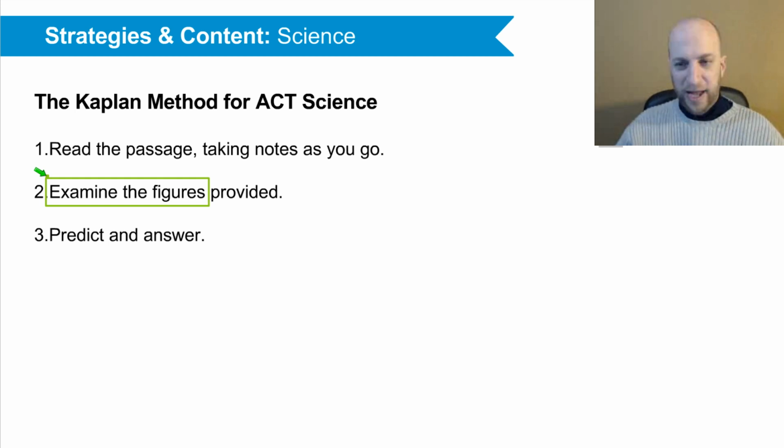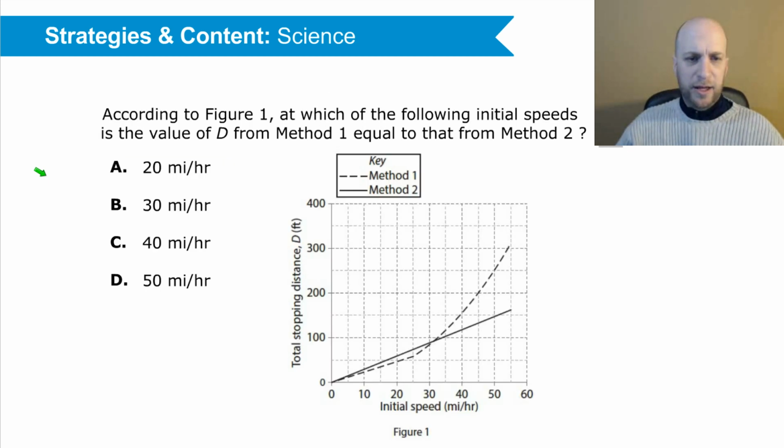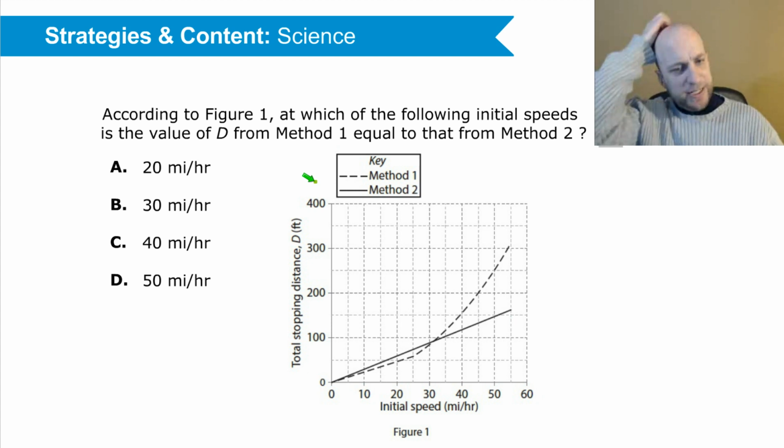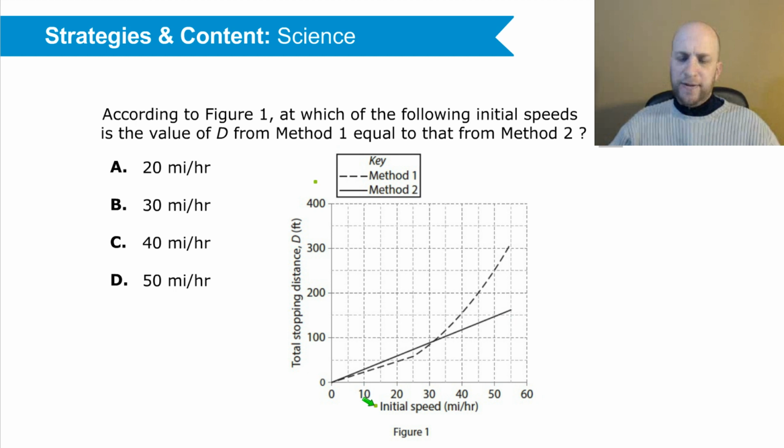All right, so with that, let's take a look at an example of that. We got a graph right here. I've got to figure out how I'm going to use this for this question. According to figure 1, and here's our figure, let's make sure we got this down. Initial speed is on the x-axis. The y-axis is total stopping distance. Make sure we got those units down. This is method 1, and this is method 2. I would probably put an M1 next to this one and an M2 next to this one, just so I didn't get those mixed up.